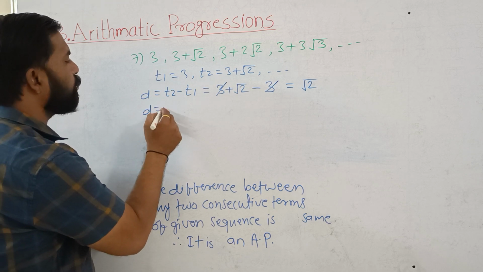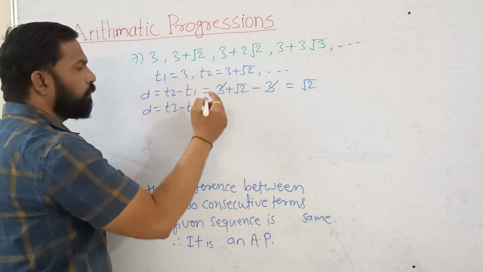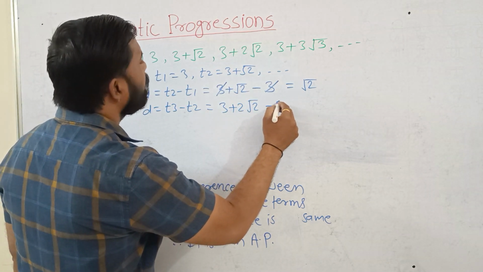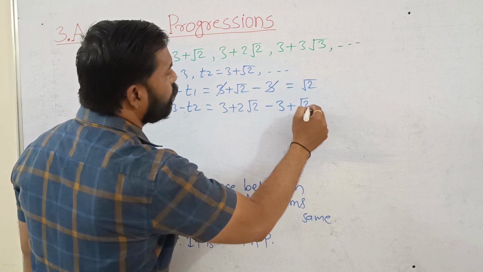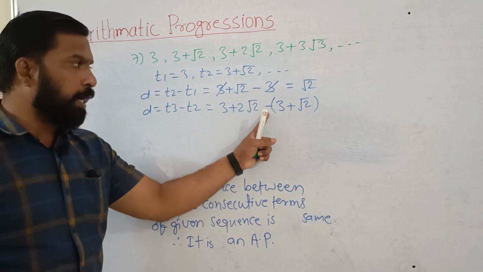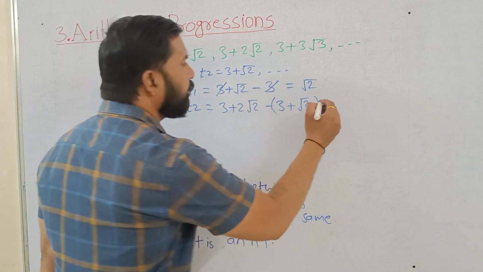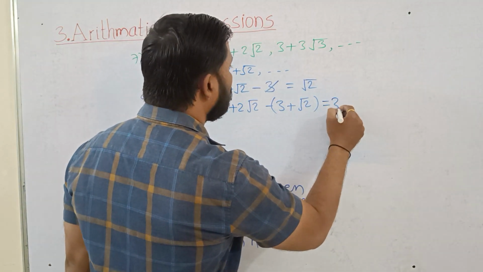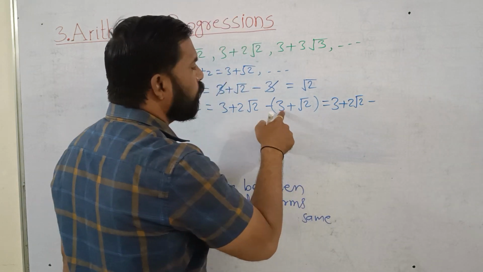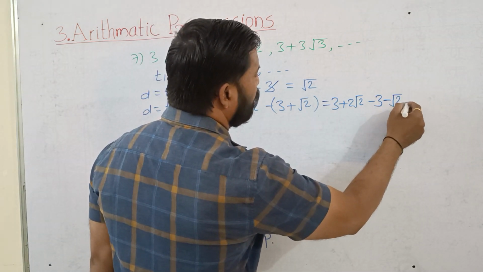Now D is equal to T3 minus T2. Will you tell me about this one? 3 plus 2 root 2 minus 3 plus root 2. Let me write it in the bracket. 3 plus 2 root 2 minus 3 plus root 2. Okay. What will happen here? I will just continue it here. 3 plus 2 root 2 as it is. Negative positive negative 3. Negative positive negative root 2.